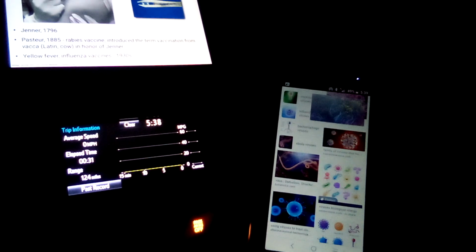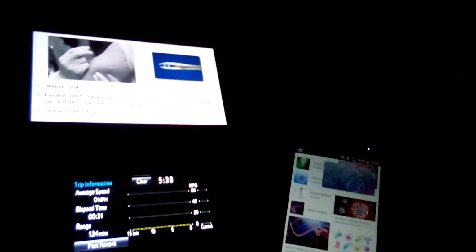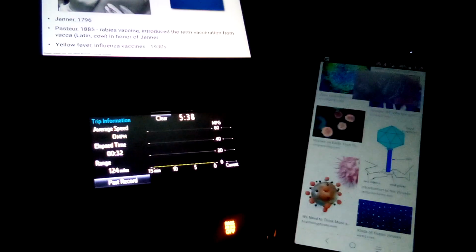In 1885, Pasteur developed a rabies vaccine. That was the next vaccine developed. Again, we still don't know anything about viruses. We just know there's something there that makes people sick, and we can give it to people and protect them. And he introduced the term vaccination because vacca means cow in Latin, in honor of Jenner, who did his studies with cows. And that smallpox vaccine has been used to this day.